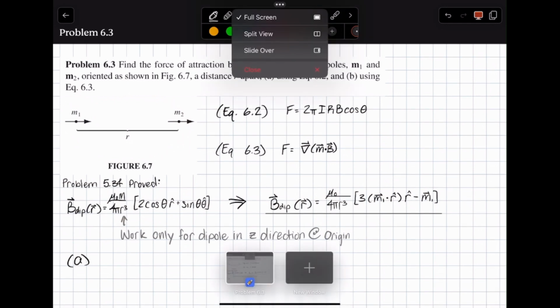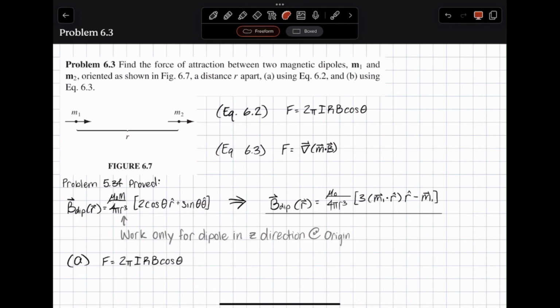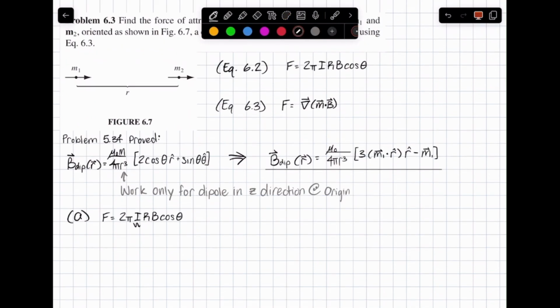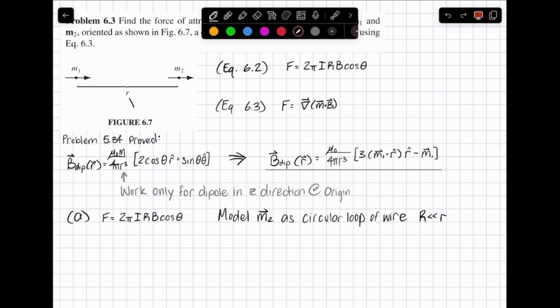If we start with part A, let's look at equation 6.2. What you'll notice in equation 6.2 is that we have an I and an R here. There's no definition for M2, right? There's no magnetic dipole anywhere in this equation, so how are we going to get M2 in here? The way we're going to do that is to model M2 as a circular loop of wire. With a perfect dipole, like we have defined here as M2, the radius of the loop, big R, is going to be much smaller than the distance from the dipole, little r. So it's going to be an infinitesimal loop that we're modeling M2 as.